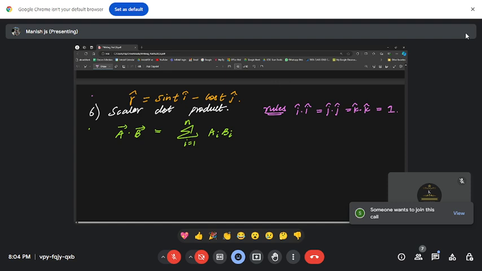So always, like unit normal vectors, whenever you take the dot product and evaluate them, you will end up getting 1. Why it is 1, we are also going to understand. In the meantime, you will understand why it is 1. So this is the first basic rule that we apply.